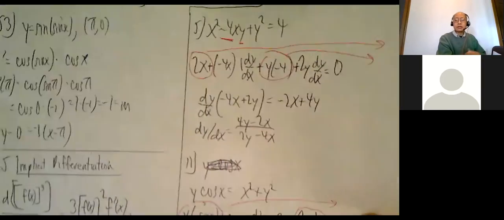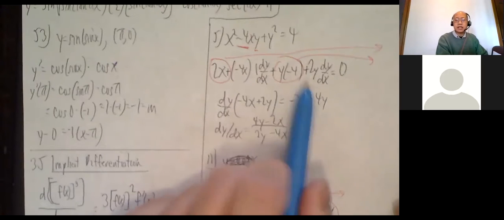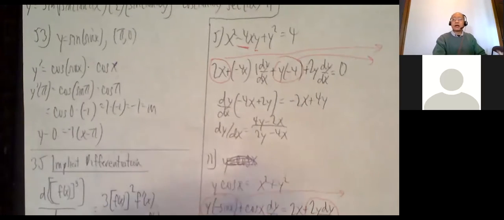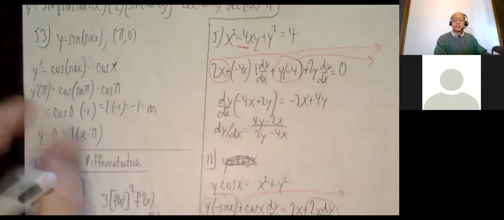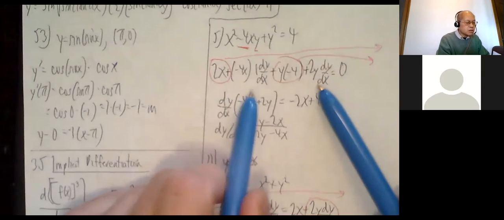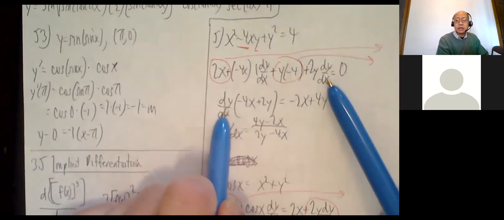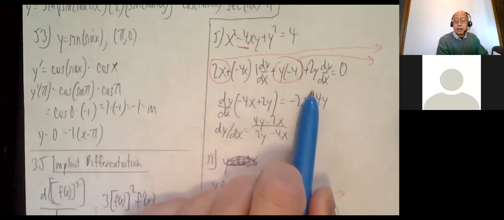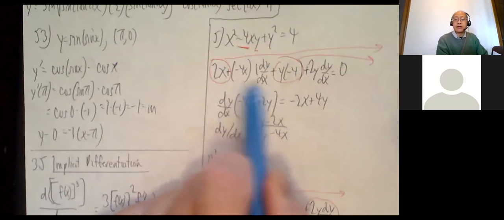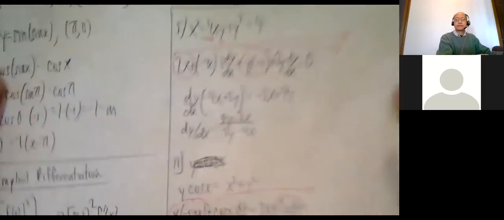Okay, what am I trying to do? I'm trying to solve for dy/dx. So I want all the dy/dx's on one side, in this case, the left side, and everything that does not have a dy/dx moves over to the other side. So it becomes a negative 2x and a positive 4y. Okay, so these two expressions each have a dy/dx, right? So factor out that dy/dx, and what do I have left? A negative 4x, sorry. Negative 4x plus 2y, right.